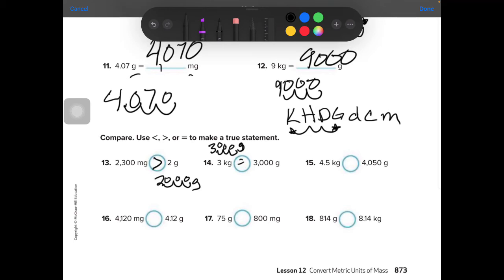Number 15, we have 4.5 kilograms compared to 4,050 grams. Again, we're going from kilograms to grams, so 1, 2, 3. So we're going to compare this one. 1, 2, 3. I like to sometimes stack them if you're confused. We can definitely see they both have a 4, but this one has a 5, so that one is going to be greater than.